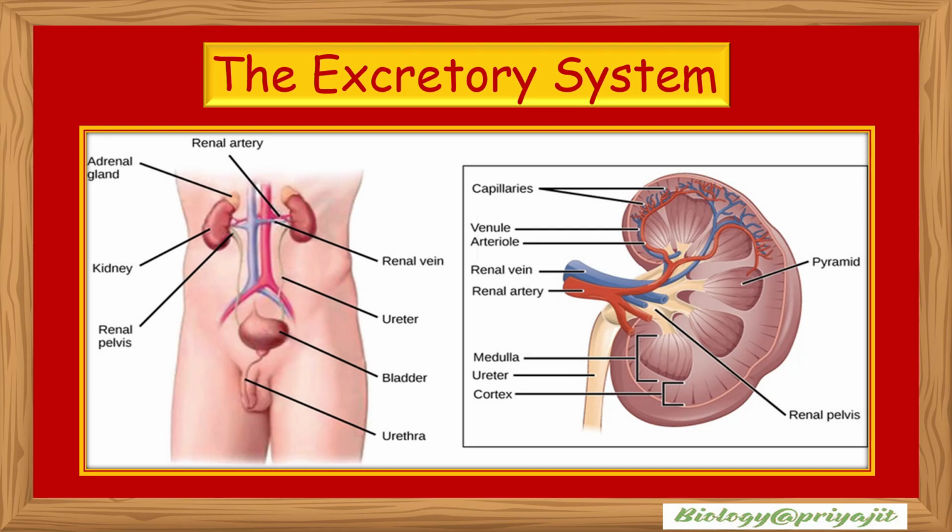Hello, my dear students. Have you ever wondered where all the waste in your body goes? Just like a city needs a cleanup system, our body has the excretory system to remove harmful waste like urea and extra water. In this chapter, we will learn how organs like the kidneys, ureters, urinary bladder, and urethra work together to keep our body clean and healthy. Let's explore how your body does its own internal housekeeping.